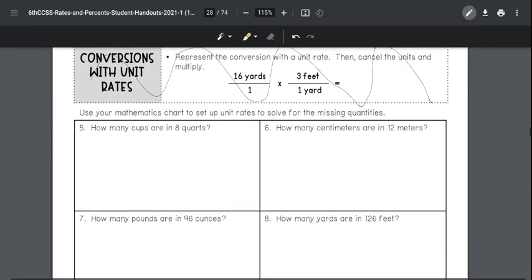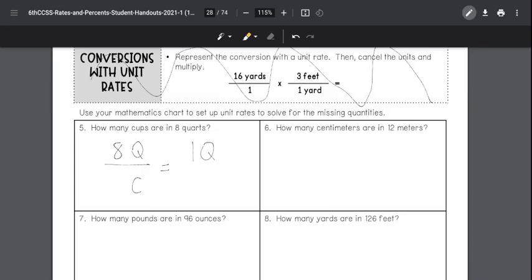Number 5, how many cups are in 8 quarts? So you have to set up your proportion in order to cross multiply. We have 8 quarts, and I want to know how many cups that is. Using our cheat sheet, we know that 1 quart has 4 cups. Cross multiply, and we figure out that 8 quarts is the same thing as 32 cups.